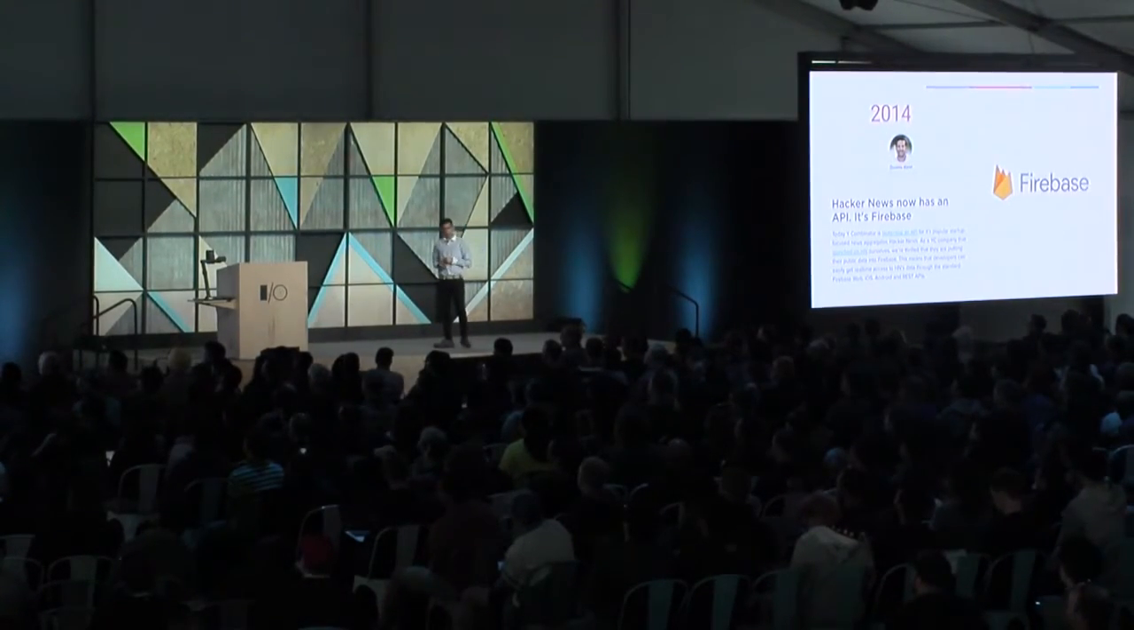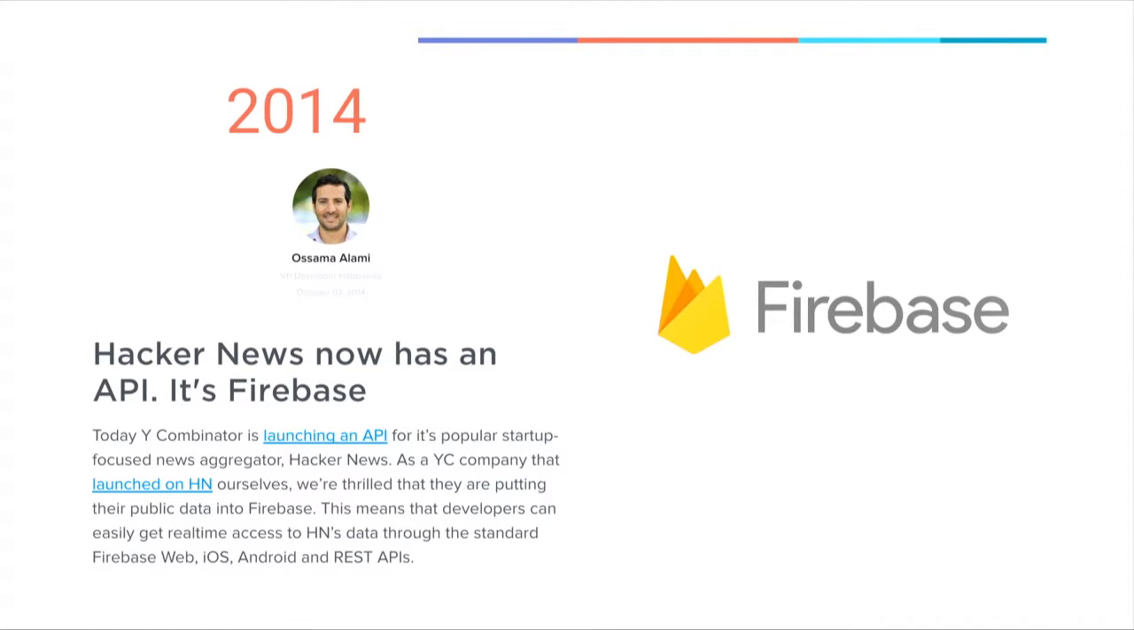So back in 2014, Hacker News actually announced that they now have an open API that anyone could go and build a Hacker News client with. And that API was based on Firebase. This is a real-time API. Anytime someone makes a comment, you can stream that latest content through to your Hacker News clients.